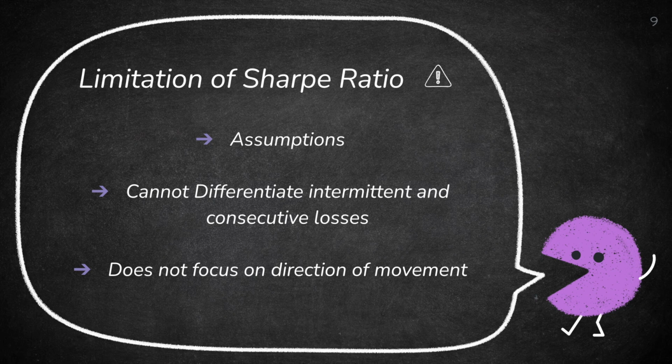Although Sharpe ratio is a better approach than AM and GM returns, it is also important to recognize its limitations. Limitations include that the Sharpe ratio is based on the assumptions that the return will be normally distributed, and future performance will be similar to the past. In addition, Sharpe ratio cannot differentiate between intermittent and consecutive losses, and Sharpe ratio focuses on volatility but cannot differentiate between upside or downside movement.